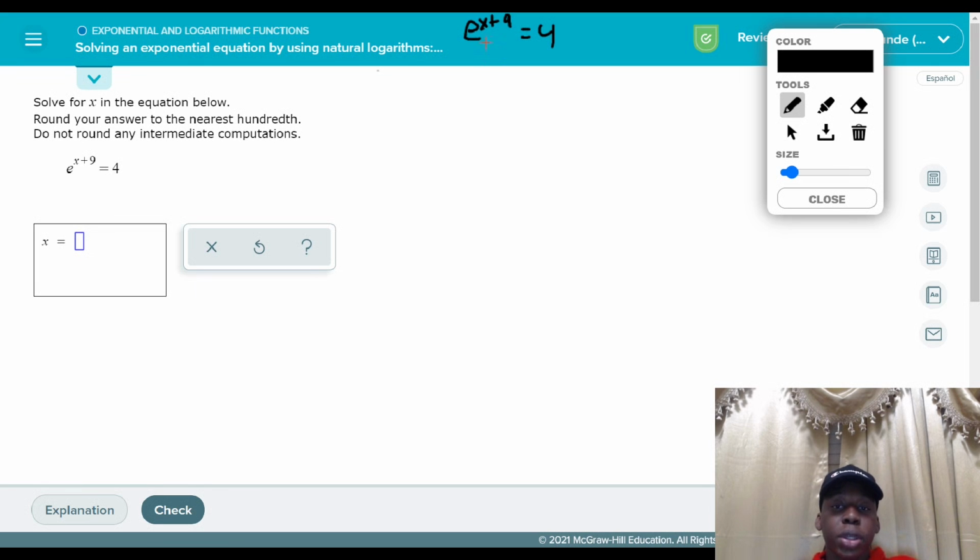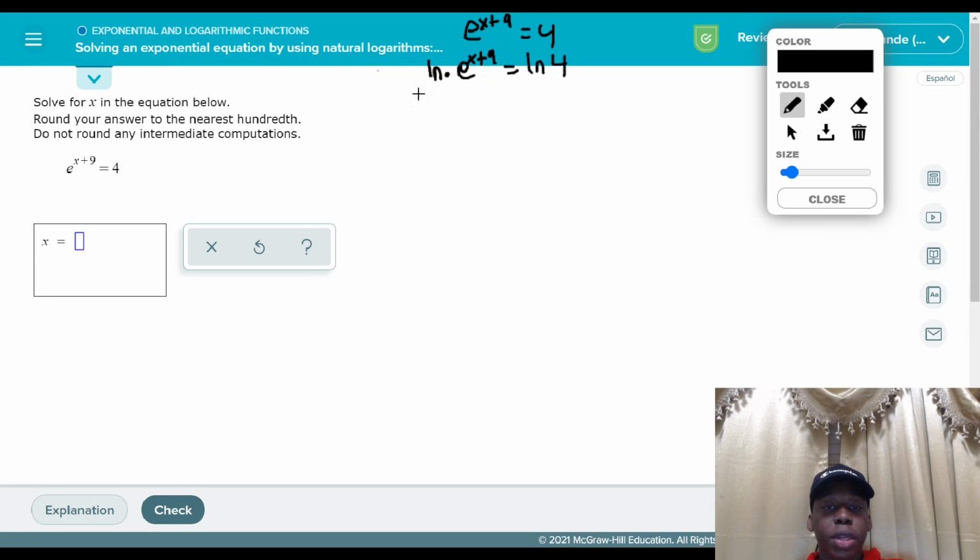So this is e to the power x plus 9 equals 4. Here is where we have to introduce the logarithm functions, because from here we can't really do that much unless we introduce them. So let's put it in. This is ln of e to the power x plus 9 equals ln 4. Remember, whatever we do at the right-hand side of the equation, we have to do at the left side of the equation. So we did it here, we also did it here. So this is ln e to the power x plus 9 equals ln 4.